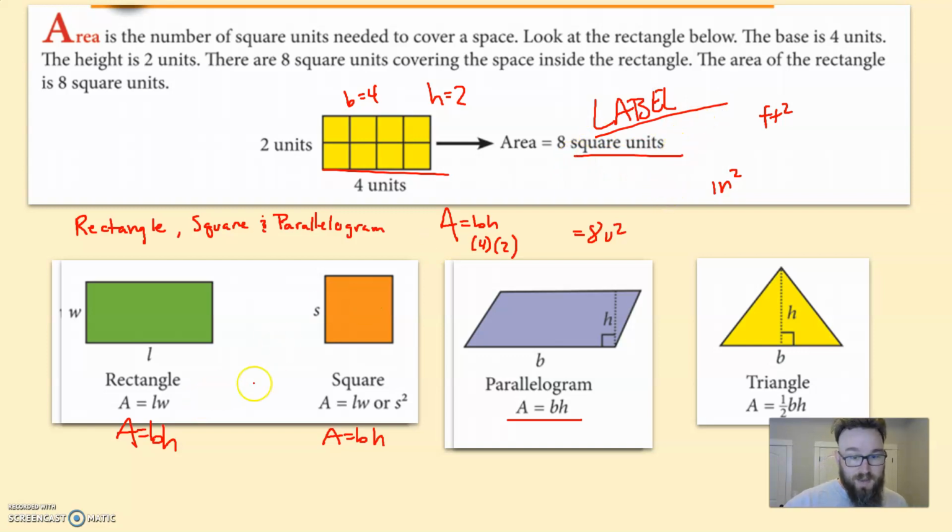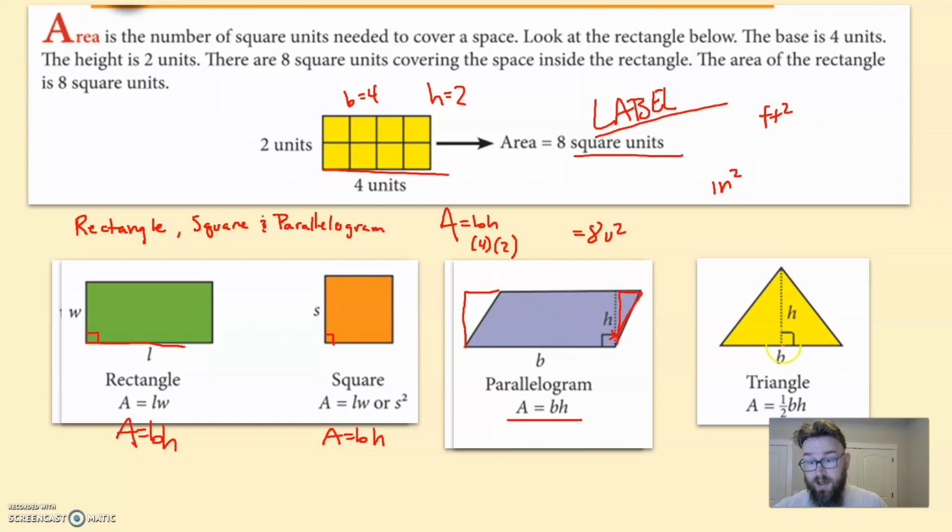Okay, so rectangle, square, and parallelogram are all base times height. Base is along the bottom, and then height is at a 90-degree angle in every single one of them. Even the parallelogram that looks like it's kind of pushed over, height is still at a 90-degree angle. In fact, if I were to take this triangle right here, cut it off, and put it over here, you would have a rectangle. And that's why it's still base times height.